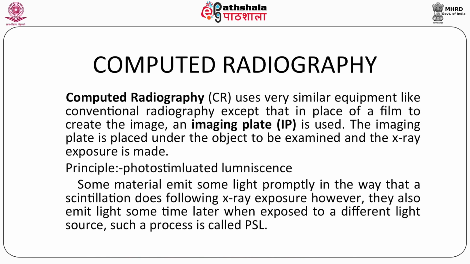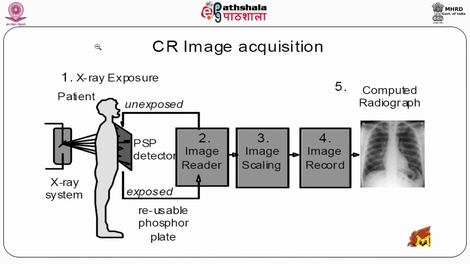The principle of photostimulable luminescence is that photoluminescence is the property of some materials which emit light promptly, in the way that scintillation does, following X-ray exposure. However, they also emit light sometime later when exposed to a different light source, and such a process is called photostimulable phosphor. This is the diagram of the photostimulable phosphor.